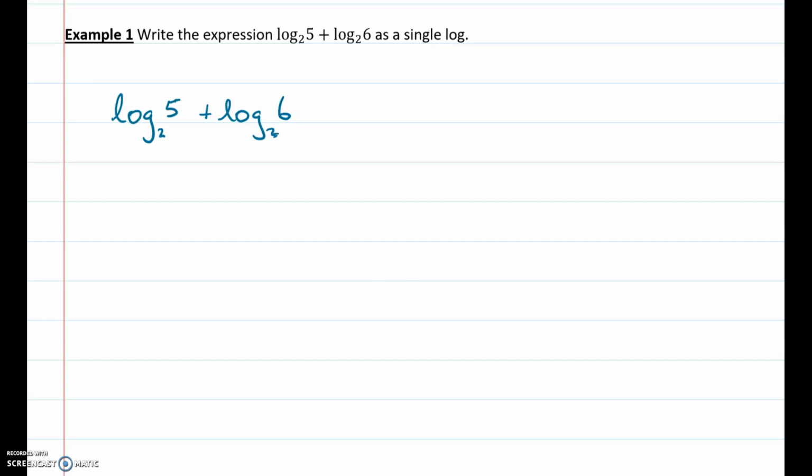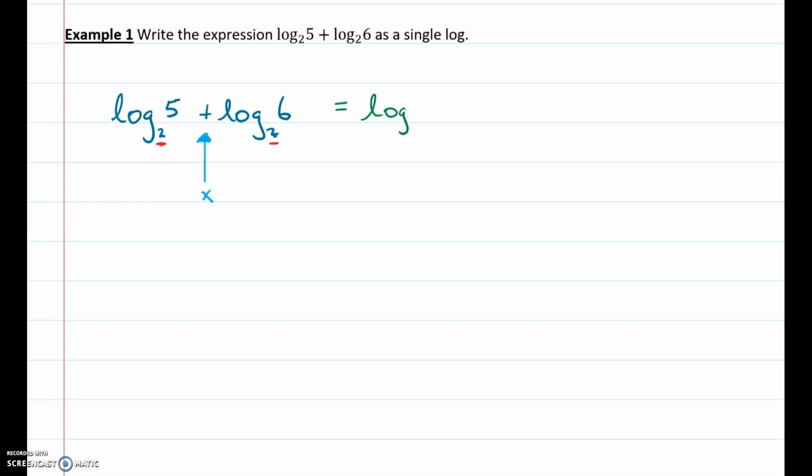Well, first of all, we're checking that the bases are the same in each case, and they are here, they're both 2. And the second thing that we check is that this is addition. Okay, so if we're adding two logs, we're going to change it to multiplication, and this is how we do it. Okay, we say that this is equal to a single log.